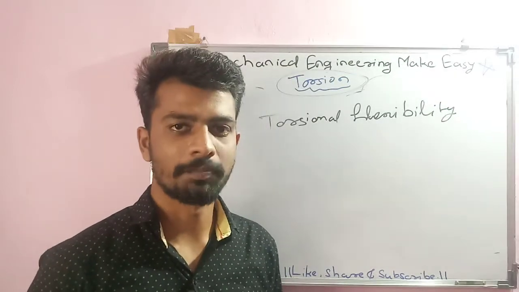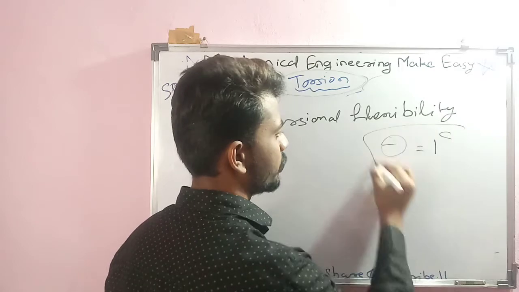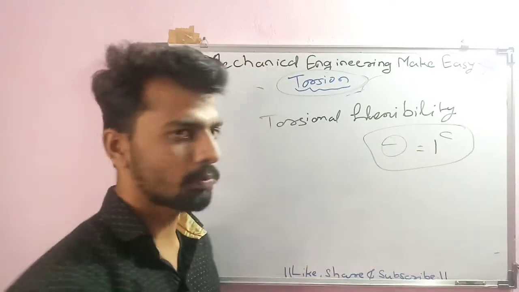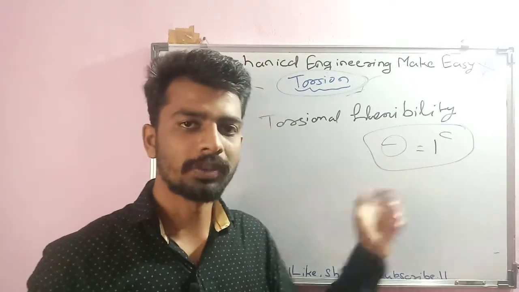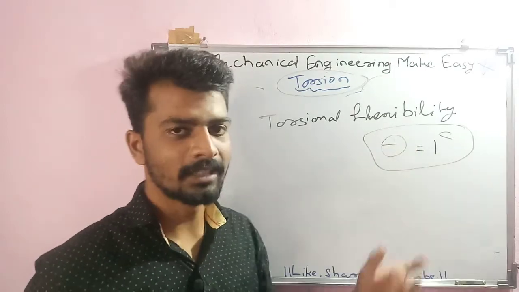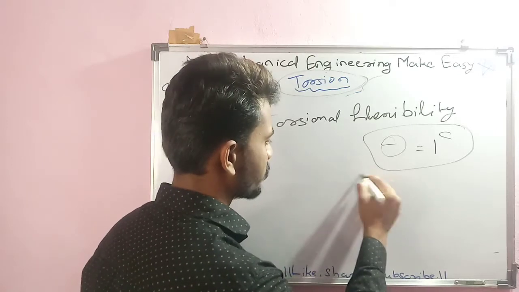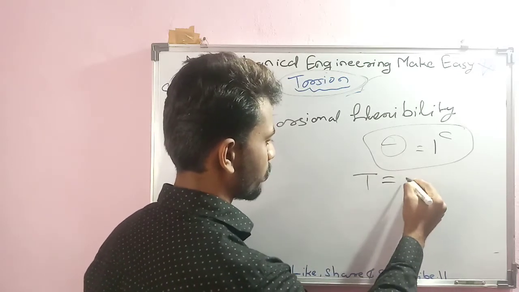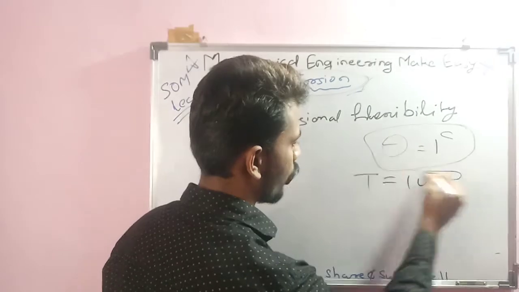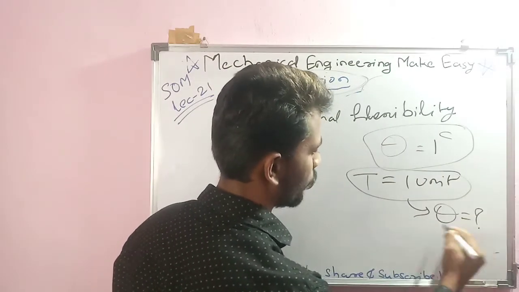In case of torsional stiffness, we were producing an angle of twist of one unit, meaning 1 radian of angle of twist. For producing 1 radian of angle of twist, how much torque is required? That is nothing but torsional stiffness. And in case of torsional flexibility, we have supplied 1 unit of torque. Then for that, how much angle will be produced?